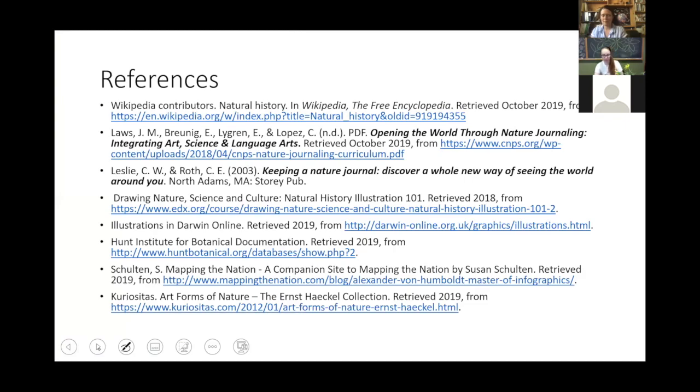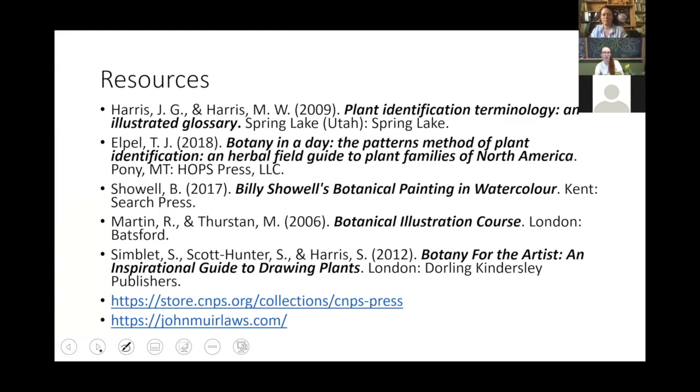Here is a list of references that I used in making this PowerPoint, and then here is a list of resources. The first one, the Plant Identification Terminology and Illustrated Glossary, is an excellent resource for learning plant parts, and it's just handy. I always have it on hand if I'm keying something. The second one is useful for learning the basic patterns of different plant families. And if you're interested in botanical illustration specifically, these next three references are good books. Billy Scholl's work is very beautiful. It's a good resource for learning botany.